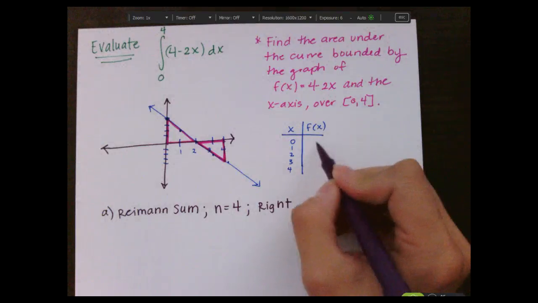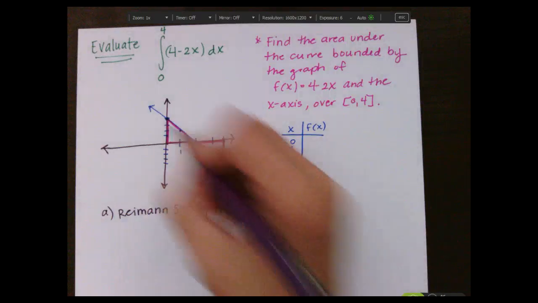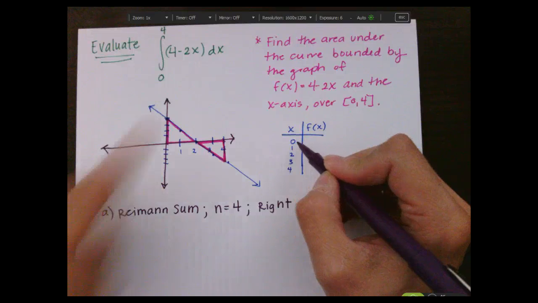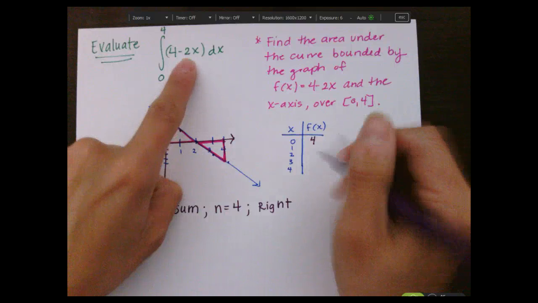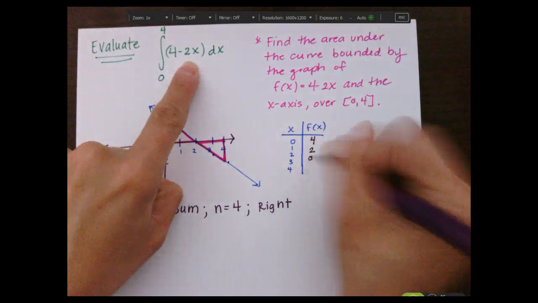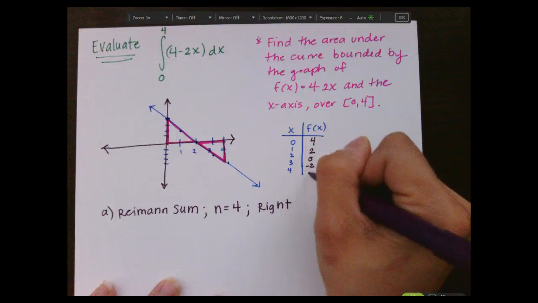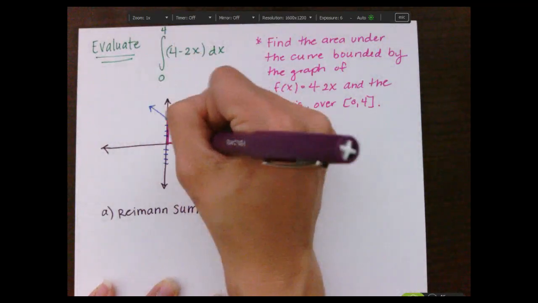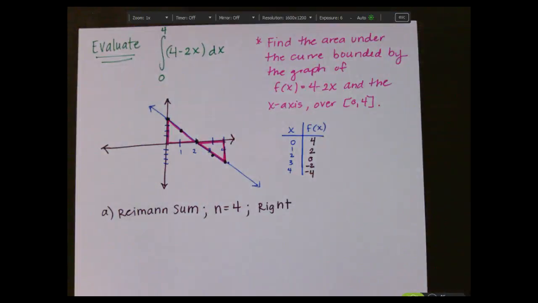Going back to this, I forgot that I had never used this, but basically if I wanted to graph this line by plotting points as opposed to just drawing the line, I could substitute 0 in for x and I'd get 4. If I plug 1 in, I'll get 2. 2 gives me 0. 3 gives me -2. And 4 gives me -4. So these are all just points that we're plotting in order to graph this line. So you can do it either way.